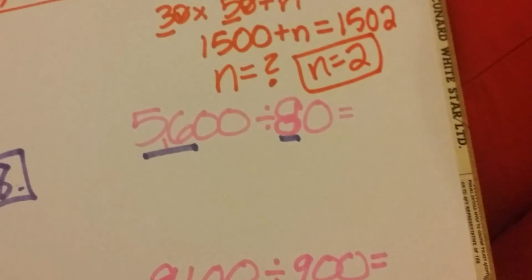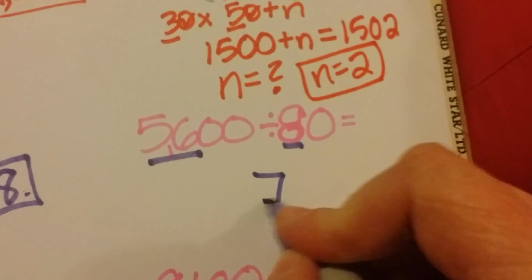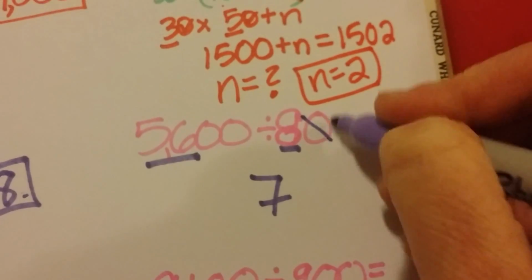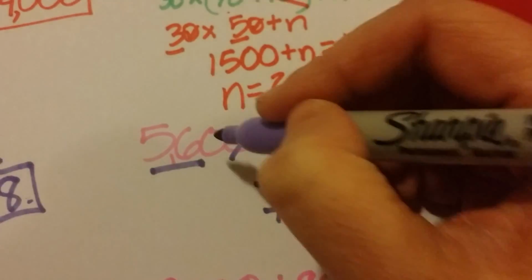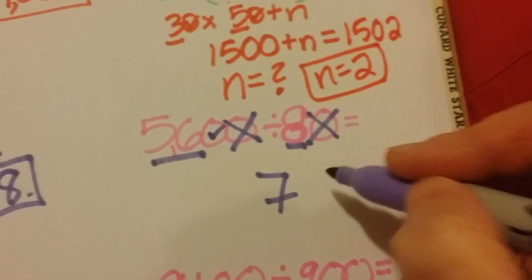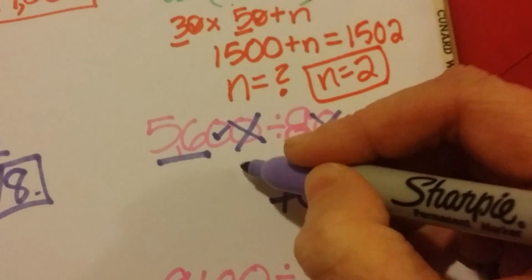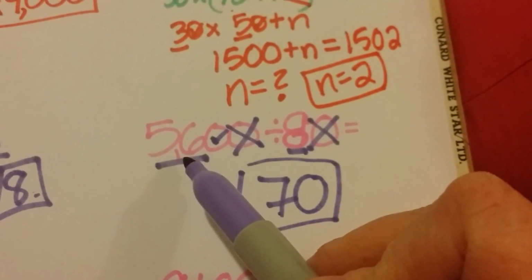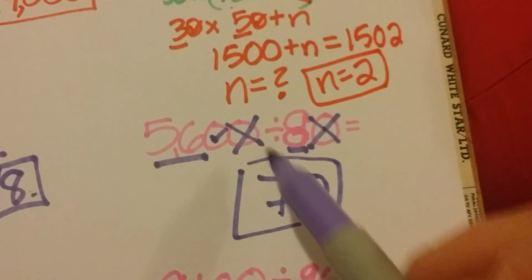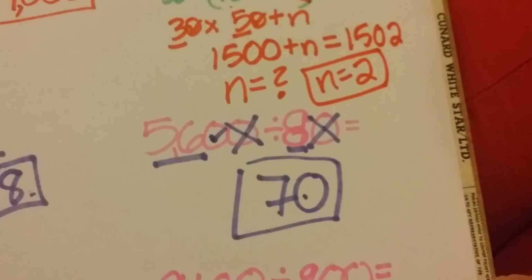Okay, so let's try that again on this one. 56 divided by 8 would be 7. This 0 would cancel out this 0, which means that we would have one 0 left to put down here. So it would be 70. Then go back and check it. 7 times 8 is 56. 1, 2 zeros, 1, 2 zeros.